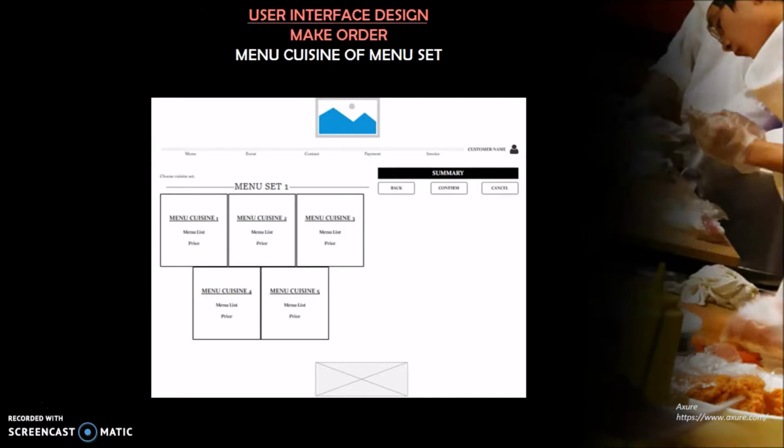Next, I will show you the user interface design for make order for the menu cuisine of the menu set that I've mentioned before. In this menu set, the customer has chosen menu set 1, which means that they need to pick the menu cuisine of the menu set. These are the list of the menu cuisine of the menu set 1.